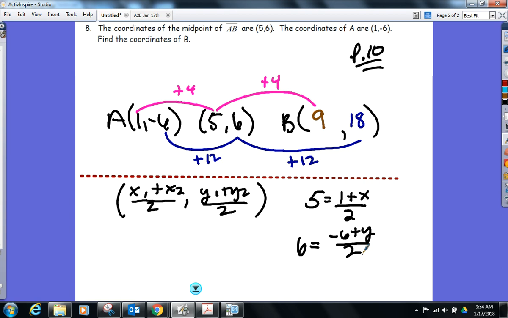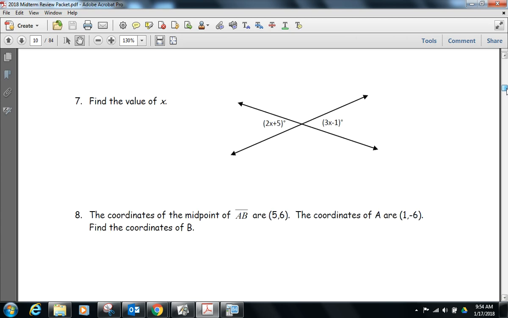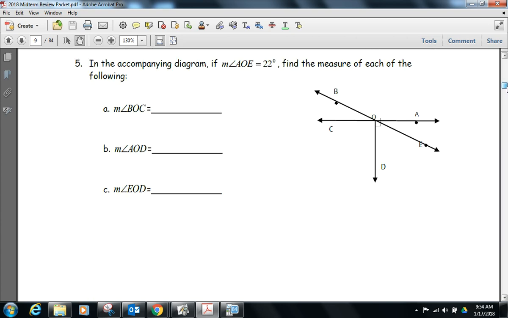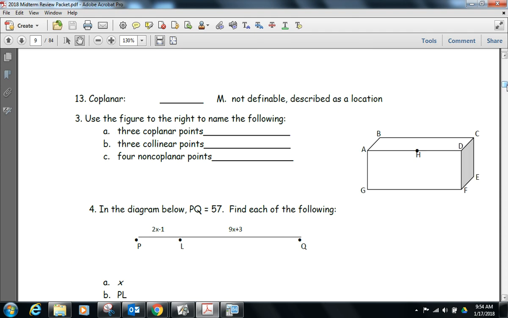Yes, on page 9, number 3. I think you guys are worrying a little bit too much maybe about unit 1. Which problem are we looking at? Number 3, the C part? Yep, 4 non-coplanar points. You could have 3 that are coplanar, but if that 4th one's not on the plane, all 4 are not coplanar.